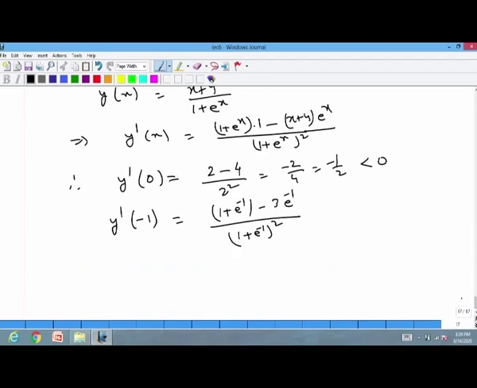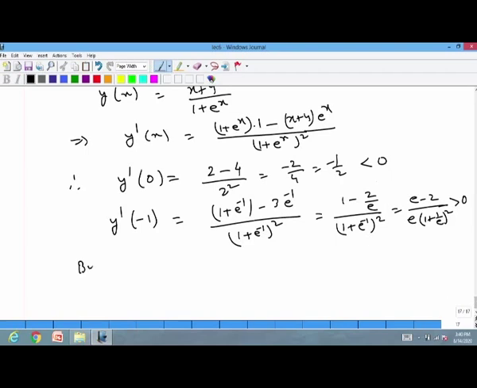So, we just have to see what is the sign of this. So, this is equal to (1 minus 2 by e) divided by (1 plus e inverse) square, which is (e minus 2) by e times (1 plus 1 by e) square. Now, we know that e is bigger than 2. So, this is greater than 0. So, y prime at minus 1 is bigger than 0 and y prime at 0 is less than 0.